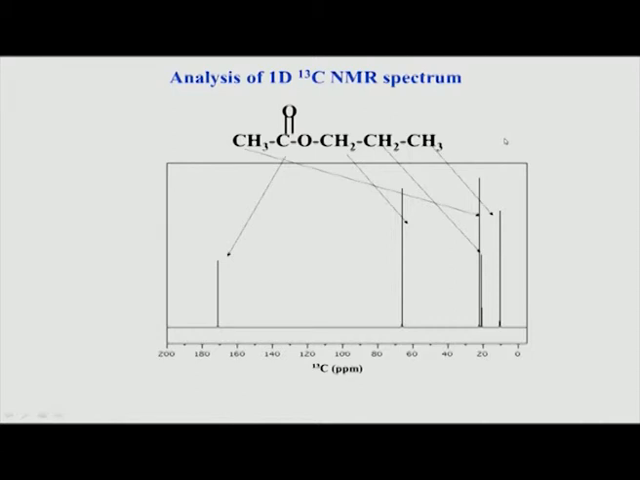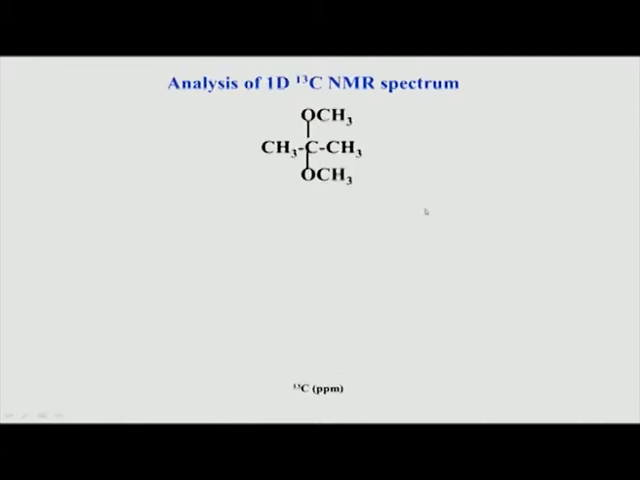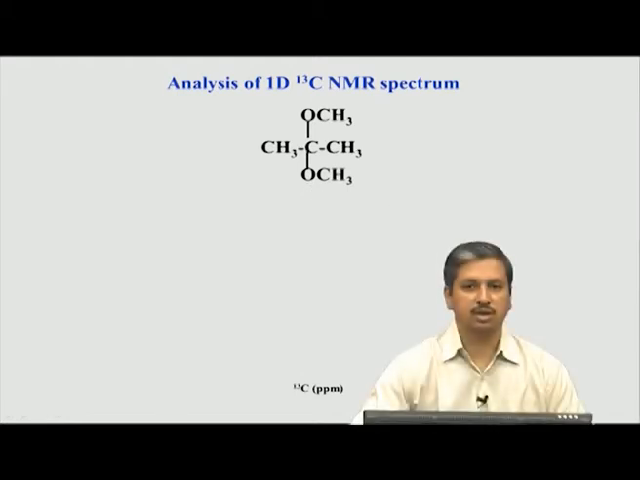Let us look at another example. Remember, all these molecules we have been looking at from the proton angle. So, we saw the proton spectrum a few classes ago, and there also we saw the same molecules. So, therefore, we are going to look at the same molecules again, but now we are analyzing the carbon spectrum rather than the proton spectrum. So, let us look at the spectrum of this molecule.